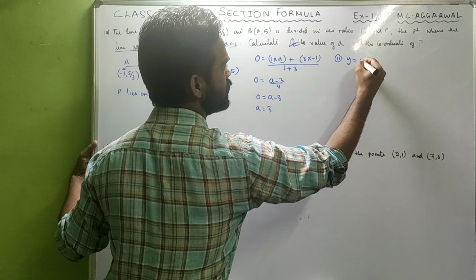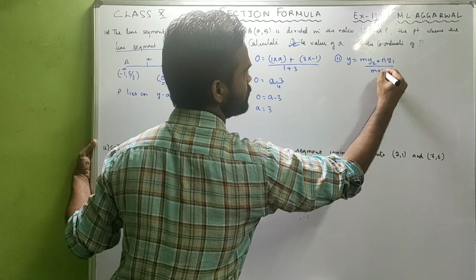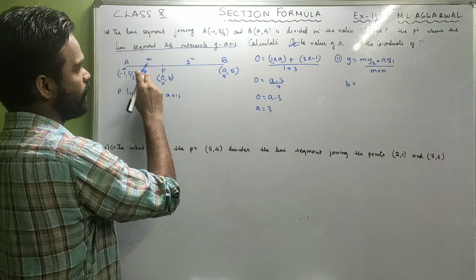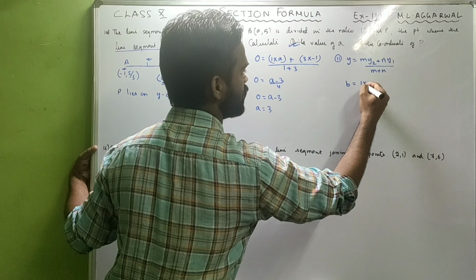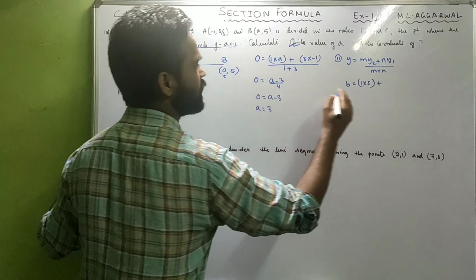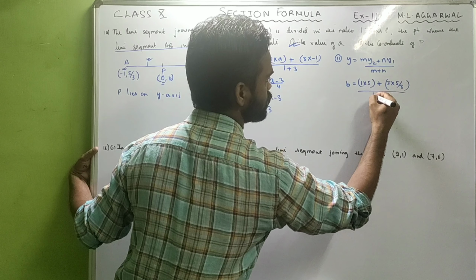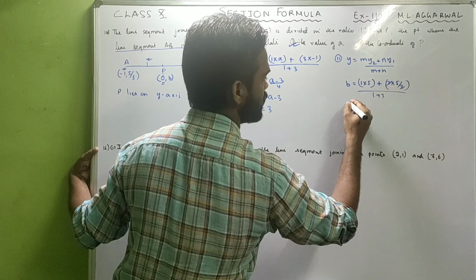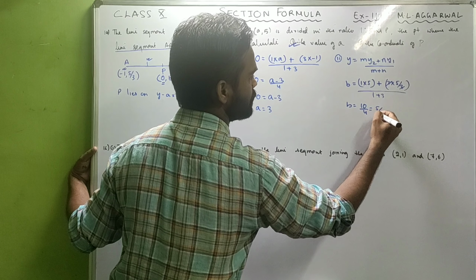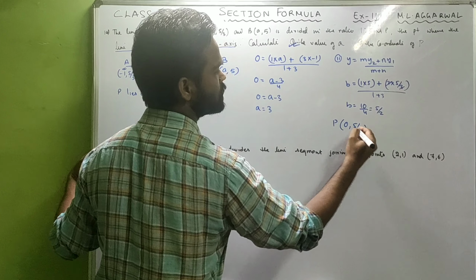So y equals, we know, my2 plus ny1 by m plus n. Now y is B over here. my2 is 1 multiplied by 5, plus ny1, that's 3 multiplied by 5, by m plus n, that's 1 plus 3. That's B equals 5 plus 15, 20 by 4. That's 5, which means the coordinate of P will be 0 comma 5.